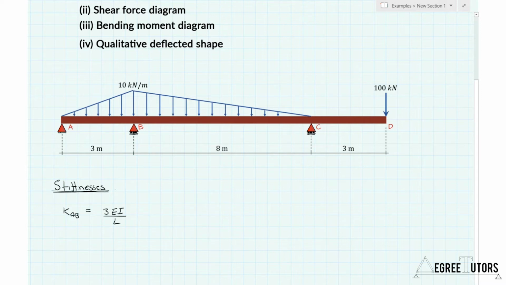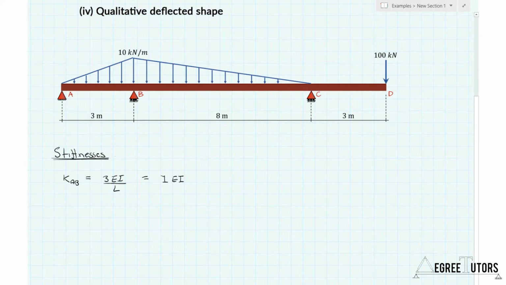Now that's in contrast to a member that has rotational fixity at both ends. In that case, the stiffness would be 4EI over L. So that's the first thing that you have to be aware of at this early stage in answering a question like this. So we've got 3EI over L, which in this case will be 3EI over 3, which will just be equal to, let's just call it 1EI.